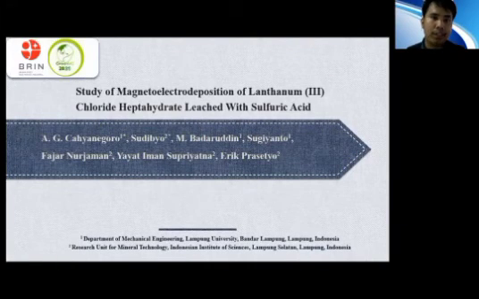Study of magnetoelectrodeposition of lanthanum chloride heptahydrate leached with sulfuric acid. This is our team. Arifo Gunawan Cahyanegoro, this is my name, and Dr. Sudibyo, Prof. Badarudin, Prof. Sugianto, Sir Fajar Zaman, Sir Yayat, and Dr. Arif Prasetya.